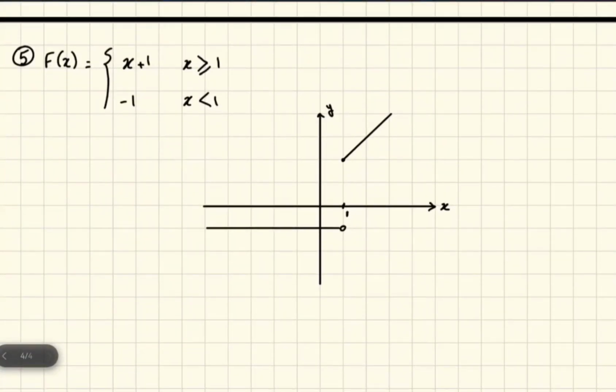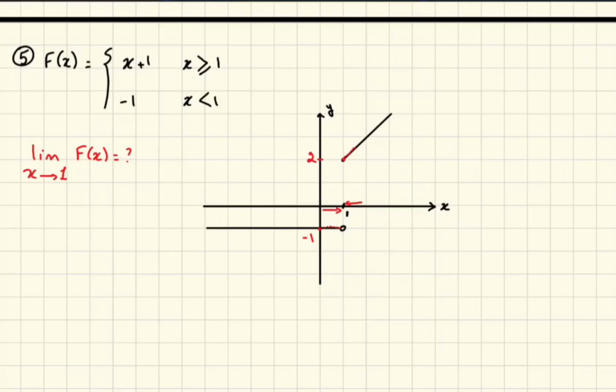Number 5. If I ask you about the limit as x approaches 1 of the function f of x, how much is this? Again, I need to check when I'm approaching x from the left side. I can see that the points on the graph are approaching the hole that has a y value of -1. Now, as x approaches 1 from the right side, I can see that the points on the curve are approaching this point that has a y value equal to 2.